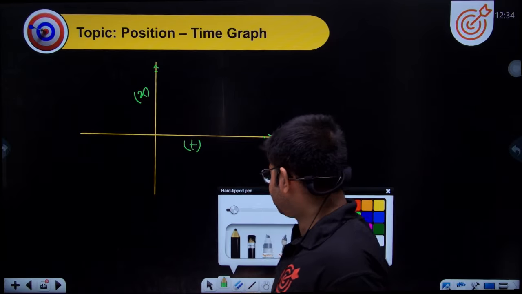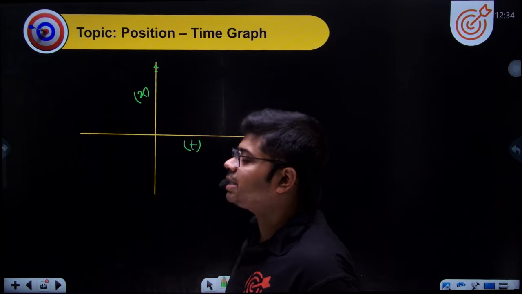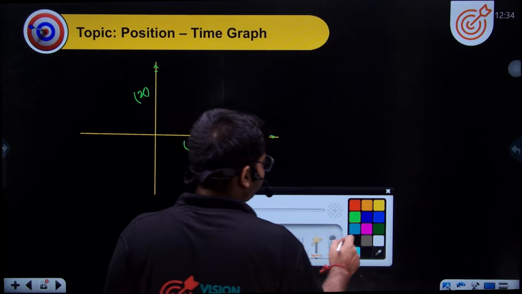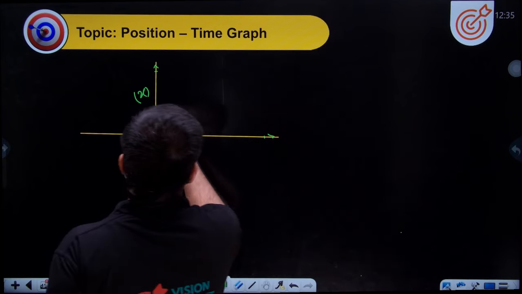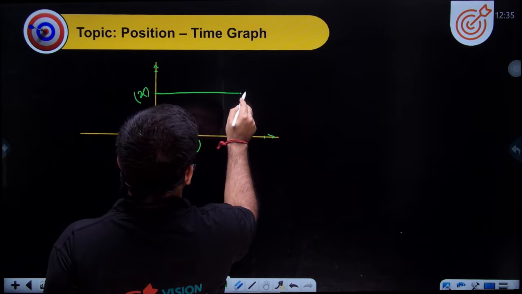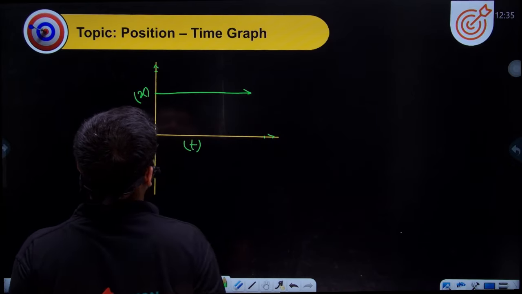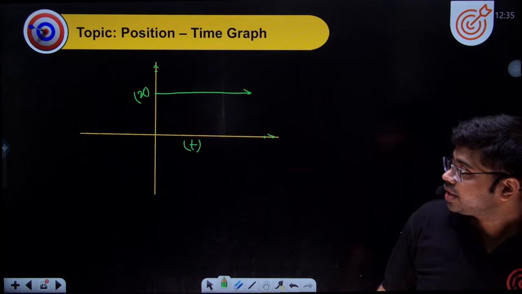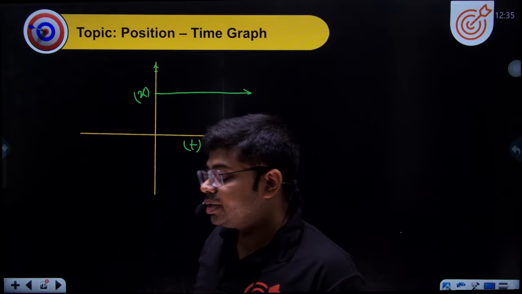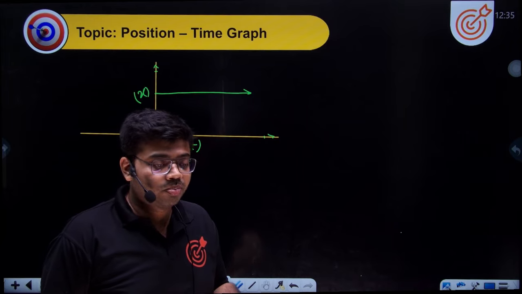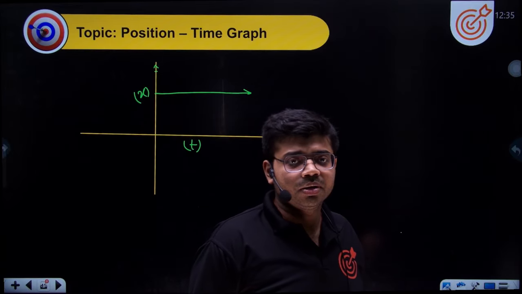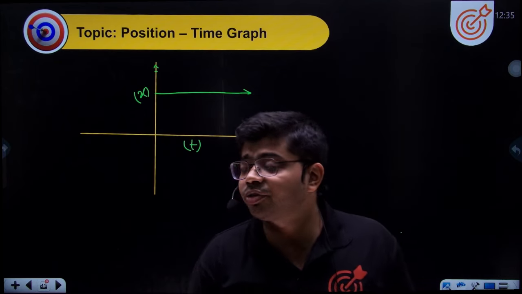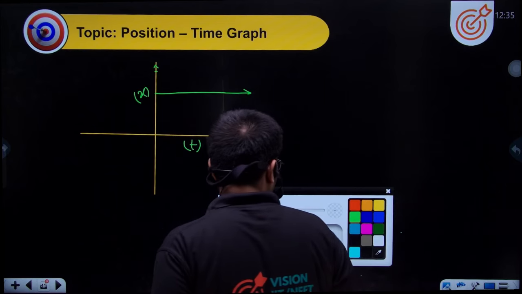Body is stationary means that with respect to time its position is not changing. So my plot is going to be like this, parallel to the time axis. So my x is constant. Now if I say that the body is now moving but uniformly, that means uniform movement means it is covering equal distance in equal intervals of time. Then how should the plot be?